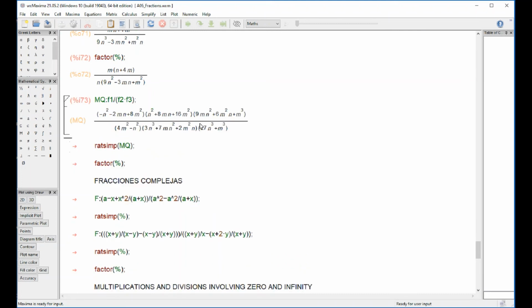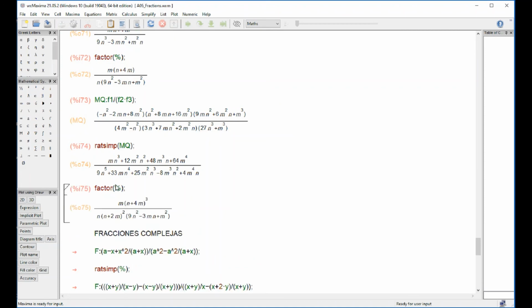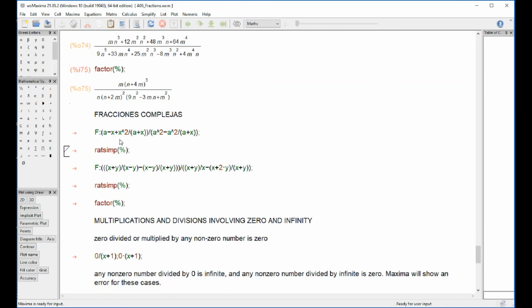Got another example here. f1 divided by f2 by f3. Rational simplification, factoring. Kind of things you can do to simplify. Complex fractions. It ended up in Spanish. It should be complex fractions.